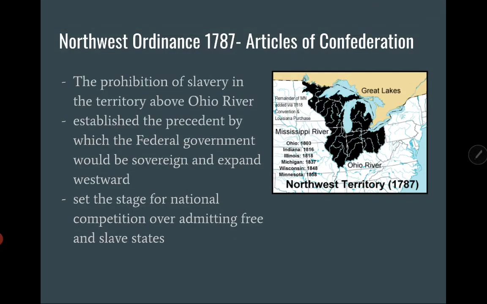So again, when we had the Articles of Confederation, this is how we started organizing these territories. And again, this is just context. Back in 1787, under the Articles of Confederation, we basically said anything north of the Ohio River Valley, there is going to be no slavery. It's going to be federally controlled territory until it becomes a state. So in 1803, Ohio becomes a state. In 1816, Indiana, and so on. So when people move into these areas, it then becomes a state, and they are not allowing slavery under the Northwest Ordinance.